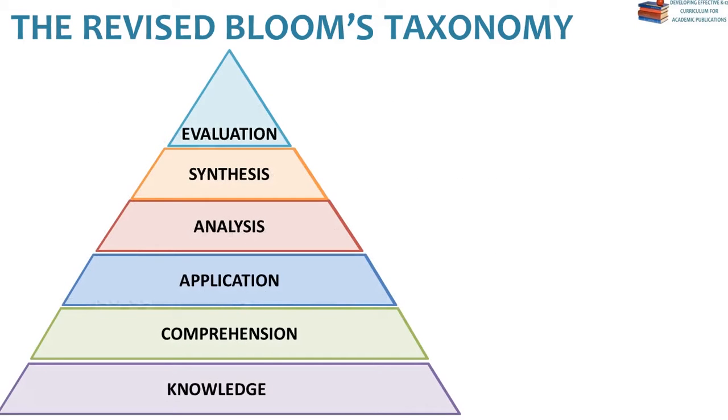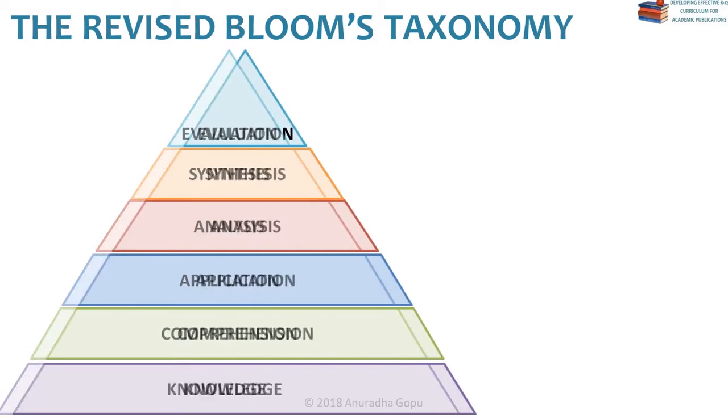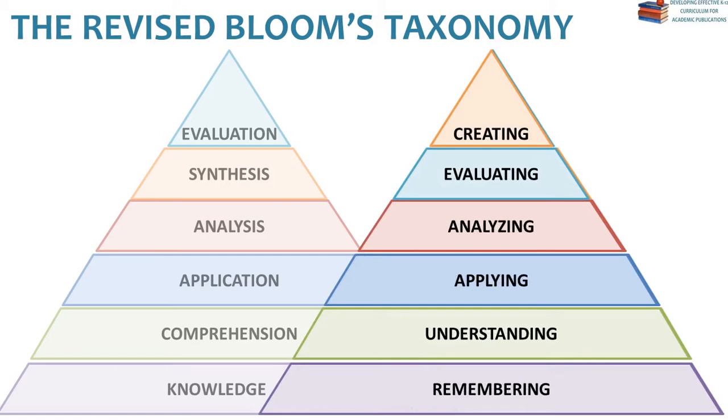So, the original Bloom's taxonomy with the 6 levels of knowledge, comprehension, application, analysis, synthesis, and evaluation was changed to the revised Bloom's taxonomy, comprising 6 levels of learning: remembering, understanding, applying, analyzing, evaluating, and creating. As you can see here, the synthesis and evaluation levels in the original taxonomy have been reordered in the revised version so that the evaluate level now appears at a lower level, while the create level appears at a higher level.